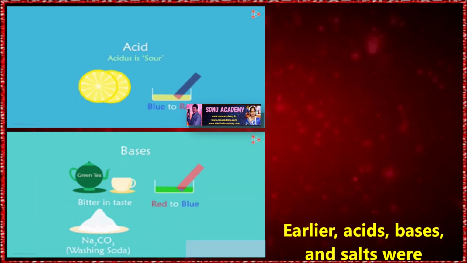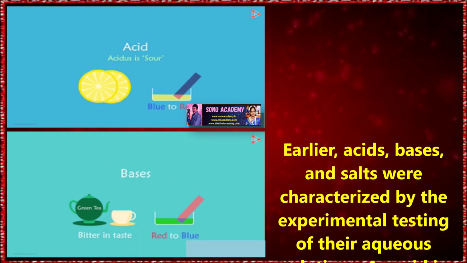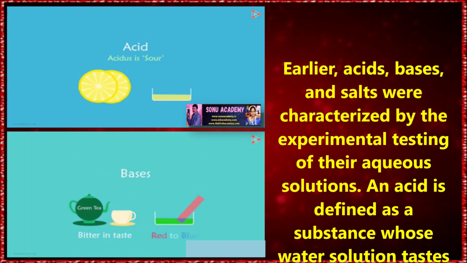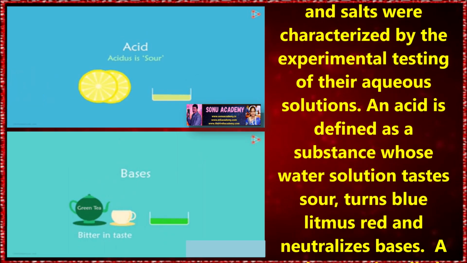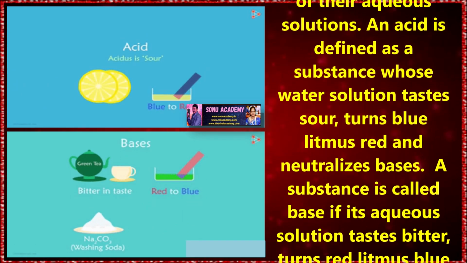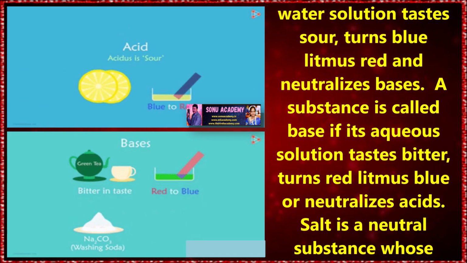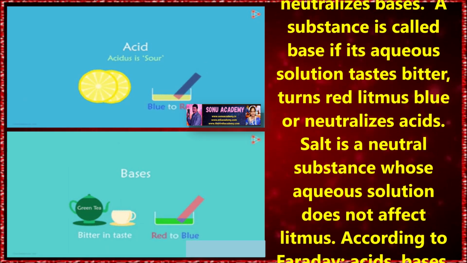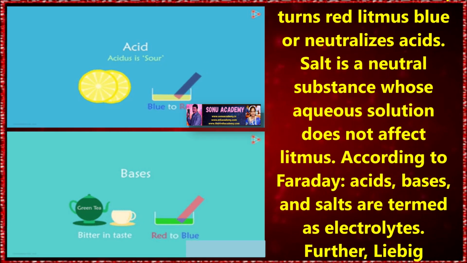Children, let us discuss the definition of acids, bases and salts. Earlier, acids, bases and salts were characterized by the experimental testing of their aqueous solutions. An acid is defined as a substance whose water solution tastes sour, turns blue litmus red and neutralizes bases. A substance is called a base if its aqueous solution tastes bitter, turns red litmus blue or neutralizes acids.